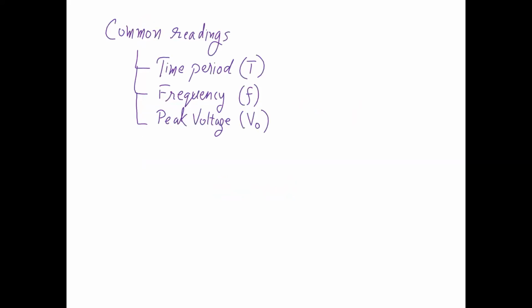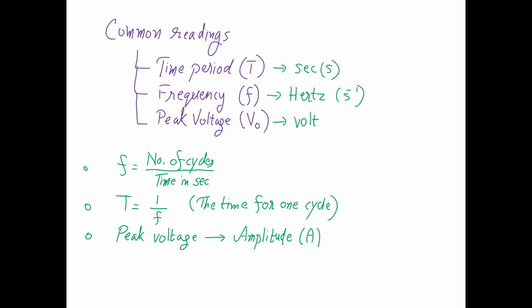Done. The common readings are time period, frequency, and peak voltage. Frequency is known to have a formula: number of cycles in time in seconds. Time period has a formula, 1 upon f, and peak voltage is actually the amplitude. These all were in our O-level physics, but obviously it has to be recollected here. It is surely under the title of CRO, but is actually a graph reading. You have to copy this screen now.